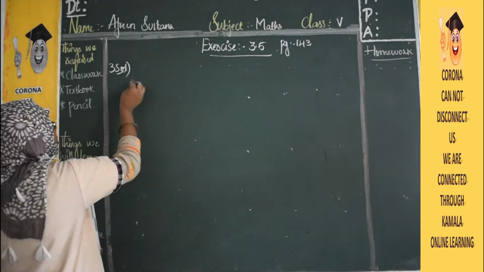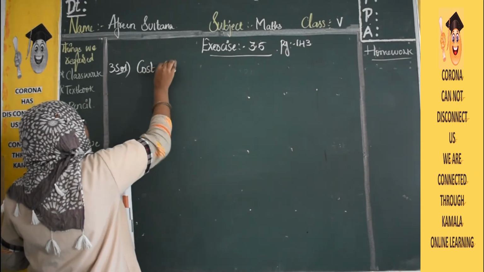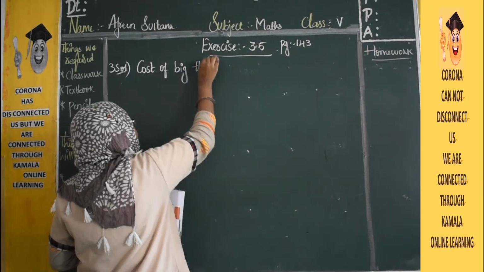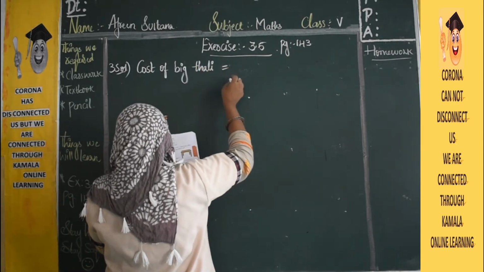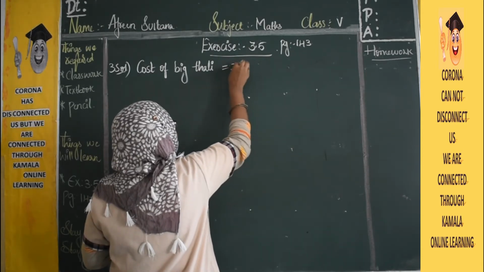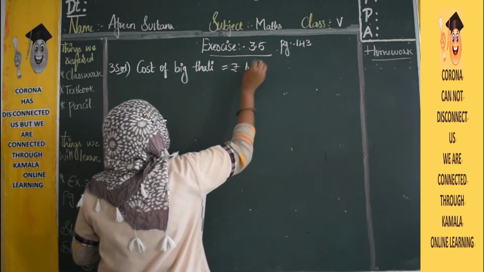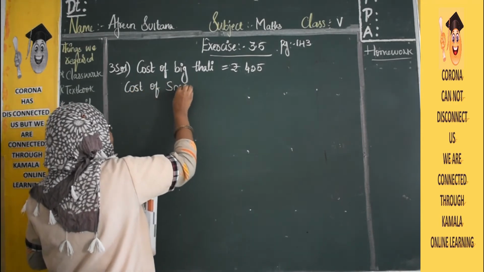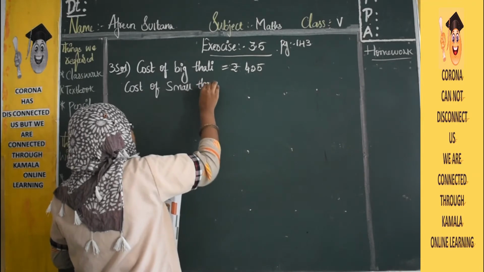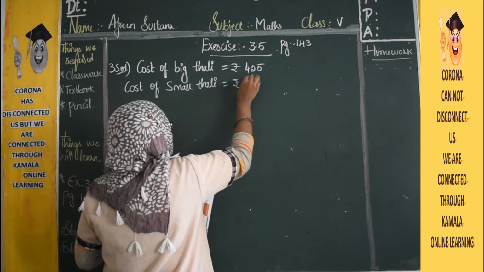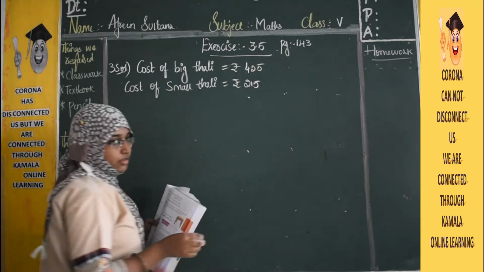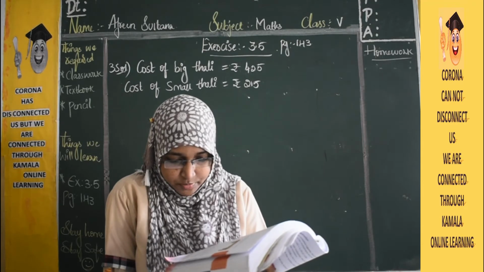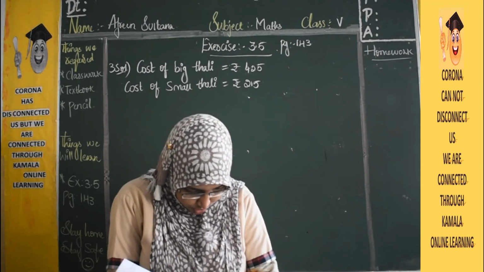So first is the cost of a big thali. Each single big thali is rupees 425. The cost of a small thali is around rupees 250. Next, the college students purchased 110 big and 154 small thalis on a day.